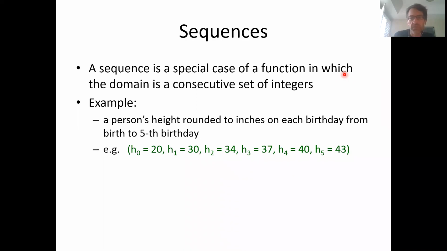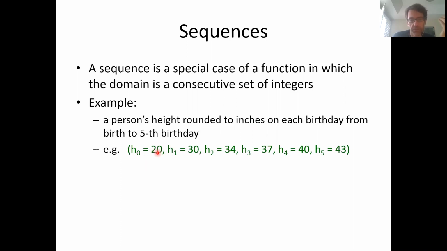So first, what is a sequence? A sequence is a special case of a function where the domain of the function is a range of consecutive integers. So look, for example, here. Let's define a sequence as the height of someone rounded to 2 inches on each birthday, from the beginning to the 5th birthday. Okay, so that's a sequence of 6 numbers, right?